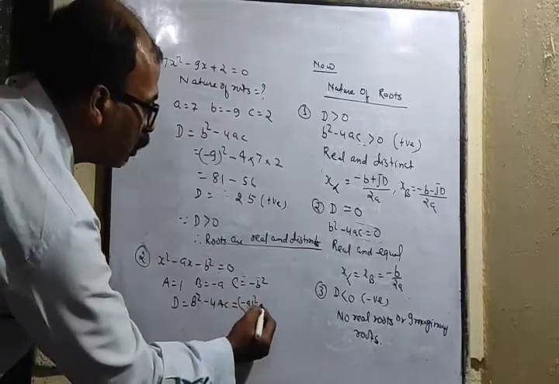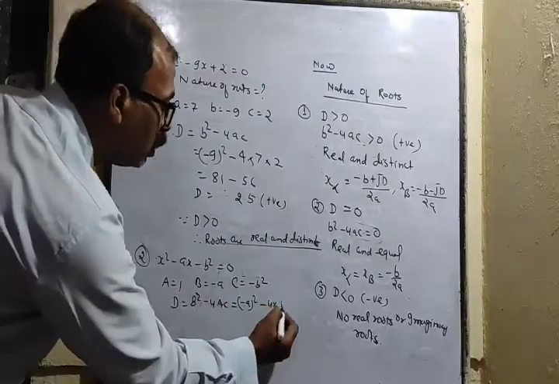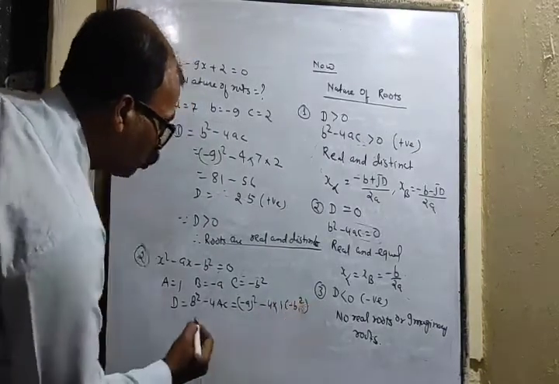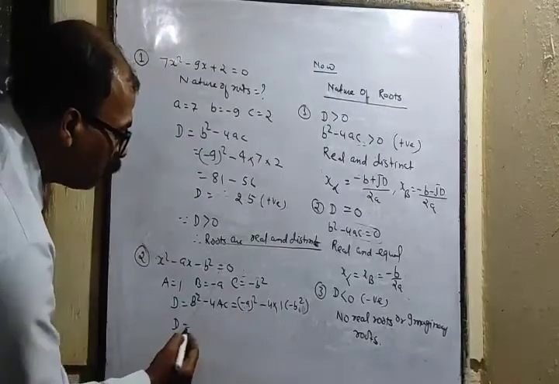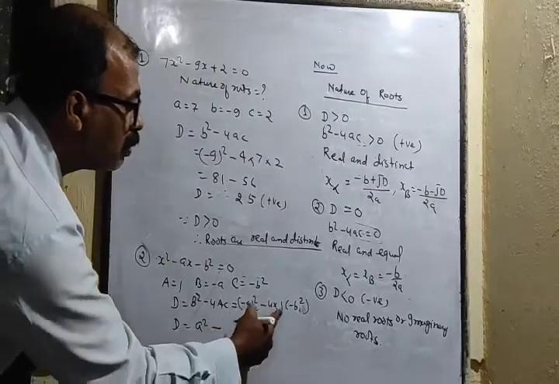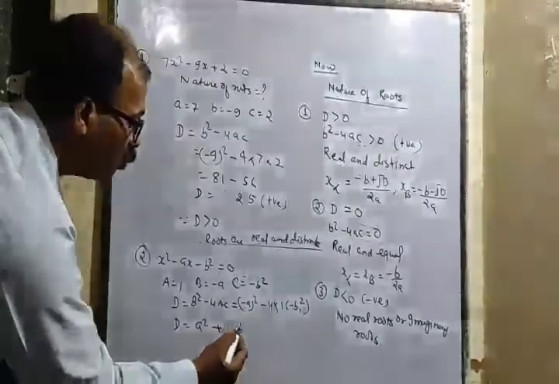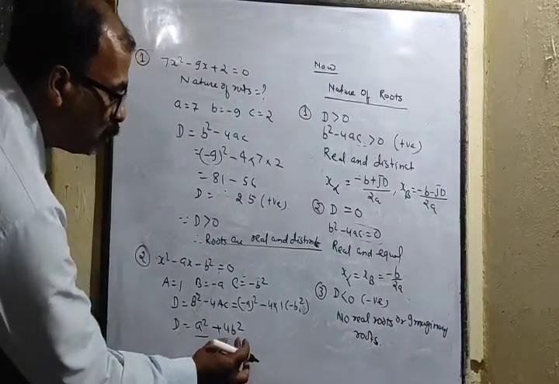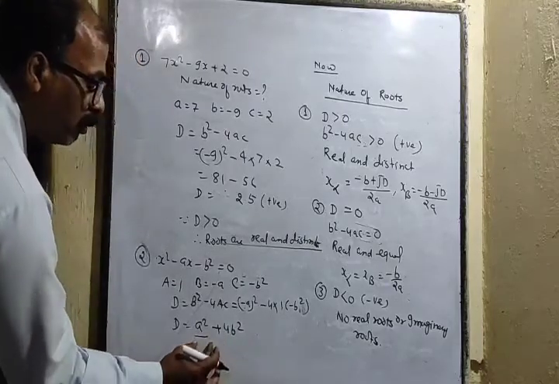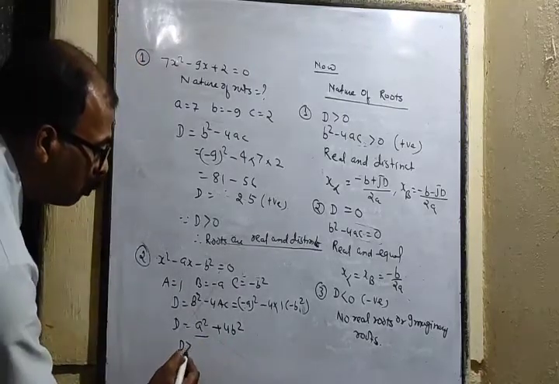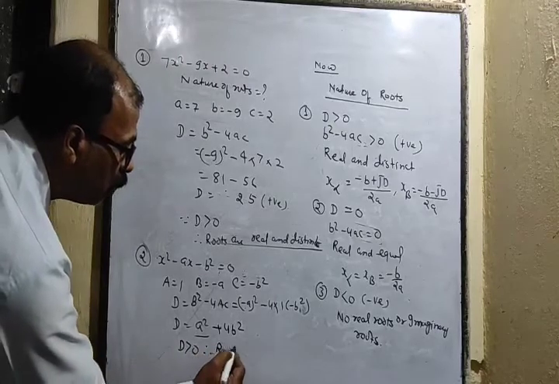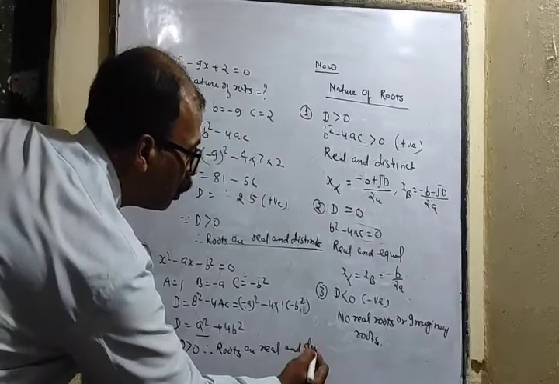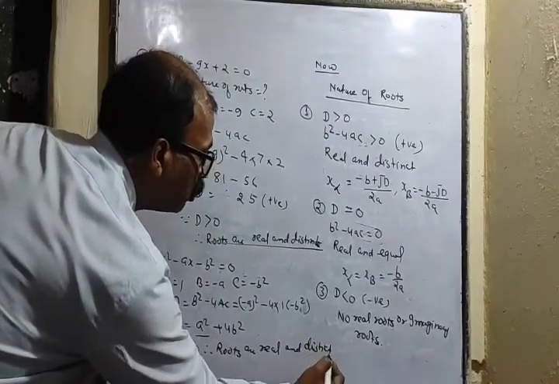So it will be minus a whole square, minus 4 into a is 1 and c is minus b square. So your D will come out as minus a whole square, which is a square, and this minus minus is plus 4b square. As you know, square of a number is positive, so a square is positive, and b square will be also positive. So addition of positive quantity with positive quantity will be positive. So D will be more than 0. Hence, roots are real and distinct. This will be your answer.